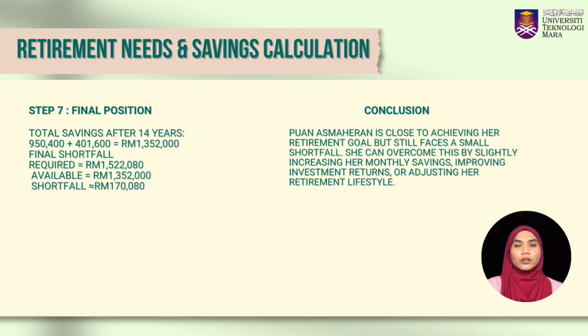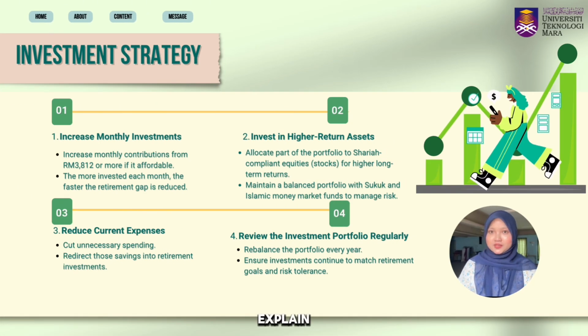170,080 ringgit. So overall, Puan Asmahiran is close to achieving her retirement goal but still faces a small shortfall. She can overcome this by slightly increasing her monthly savings, improving her investment returns, or adjusting her retirement style. Next, I will explain about investment strategy for Puan Asmahiran.